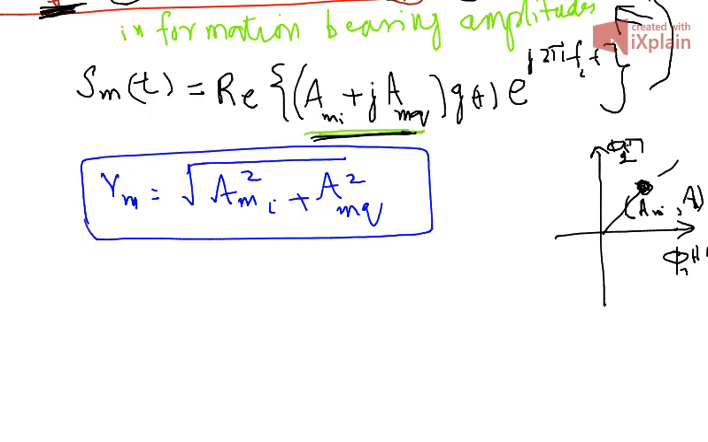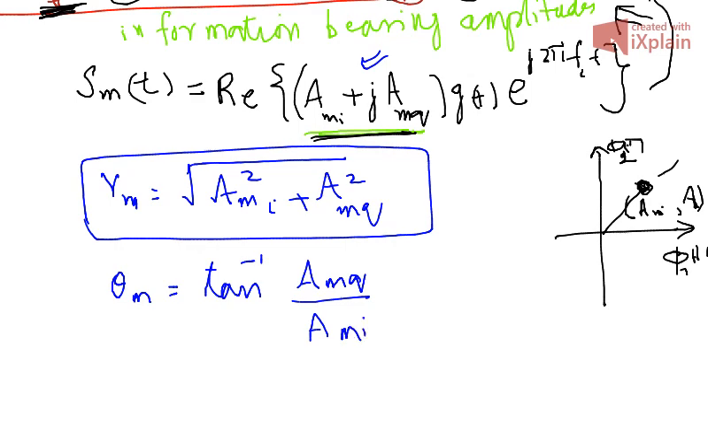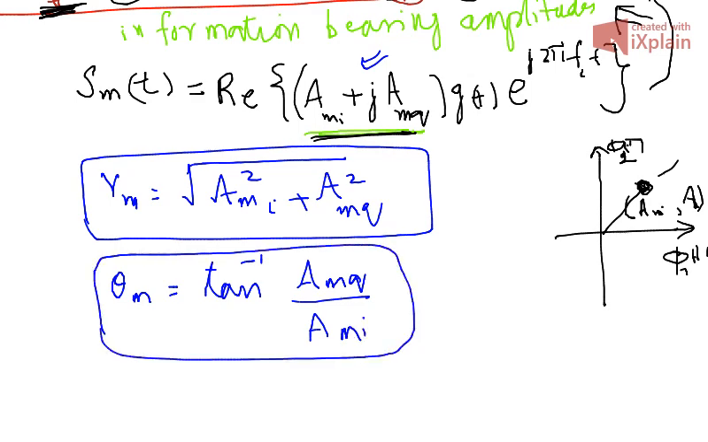And if we are interested in theta m, the angle of this complex form, that is tangent inverse of AMQ over AMI. So this is our theta. So actually this part, right? This is the theta. So we have this part over this part, the perpendicular over the base. So this is the tangent inverse.